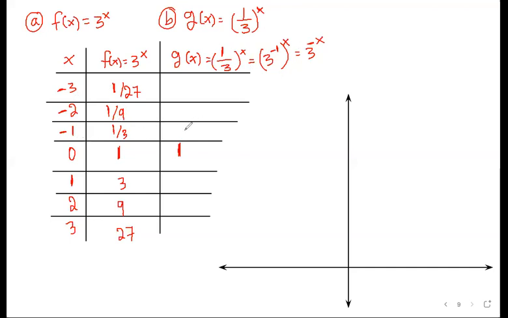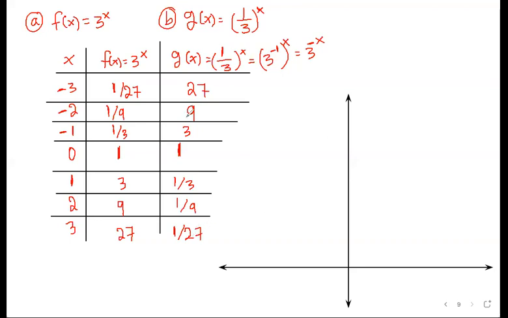Here the same thing with 3 to the minus x: 3 to the minus 1 is 3, then 9 again, then 27. Here it's vice versa: 1 over 3, 1 over 9, 1 over 27.